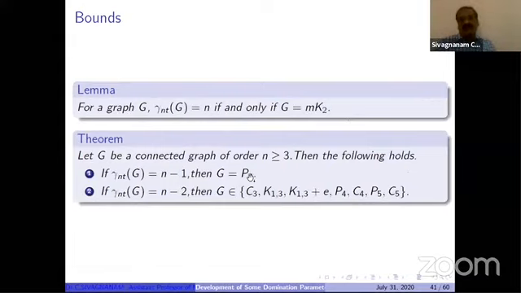We have the theorem here. If gamma nt of G equals n minus 1, then G is P3. Only for the path on 3 vertices is gamma nt of G equal to n minus 1. If gamma nt of G equals n minus 2, then G is any one of these graphs: C3, K1,3, K1,3 plus an edge, P4, C4, or P5. G is available in this set of graphs. Like that, we can find the upper bounds.